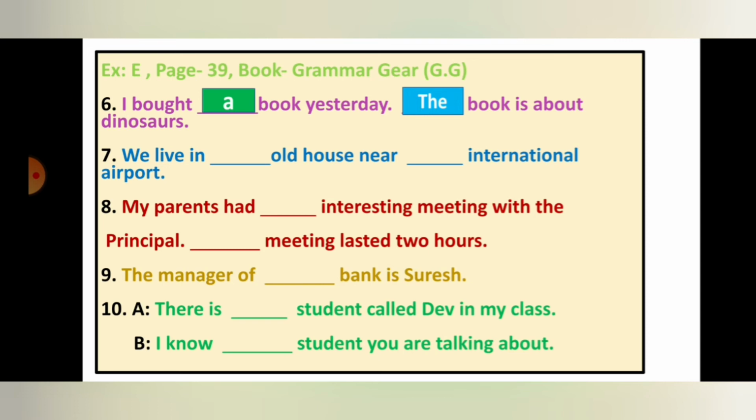Then number 7. We live in dash old house near dash international airport. Here the noun is old house. So old starts with the vowel o. So we have to use an.